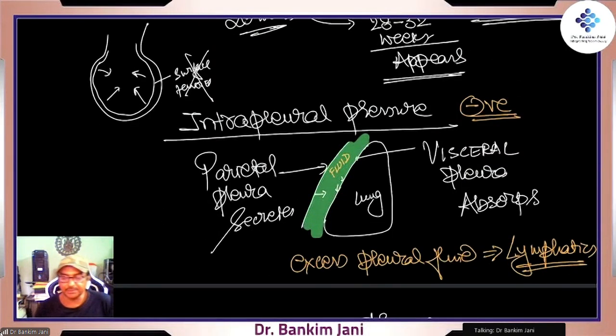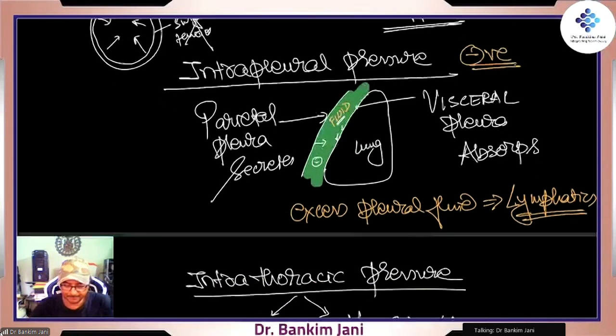So here is the intrapleural pressure, between the parietal pleura and the visceral pleura, and this is the negative pressure. Excess pleural fluid is drained by lymphatics. So the point is that the fluid present over here is not a dead fluid, which is always present. No, it is constantly getting rotated. The fluid which is secreted is then taken out by the lymphatics.